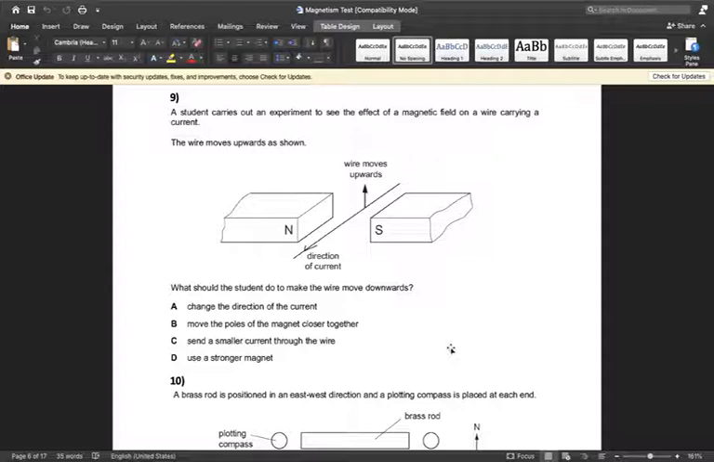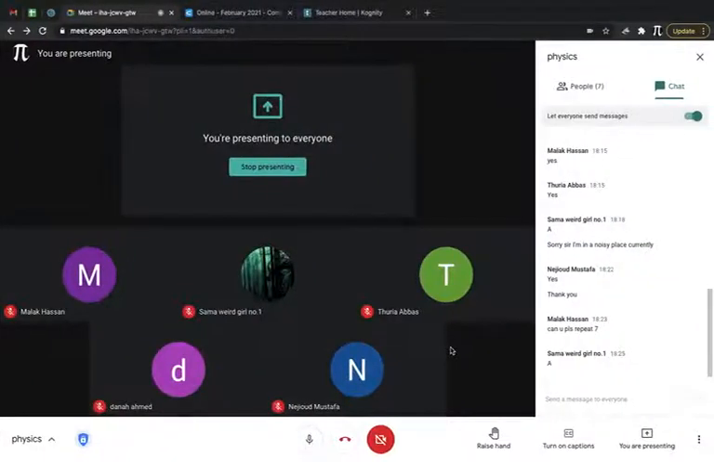I think D. Use a stronger magnet. Are you sure? It's not D. Who has an answer? Sama, type your answer if you have an answer. A, B, C, or D? Yes, A.